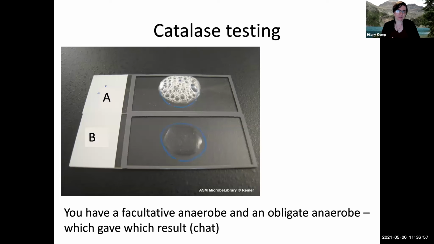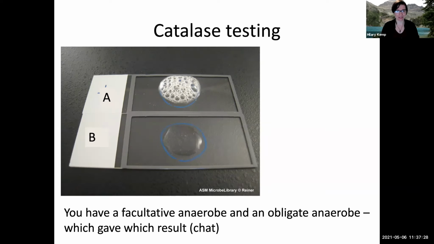In the lab meeting, I talk about catalase testing. I just want to remind you what a positive and negative catalase test looks like. But let's have a little analysis here. You have a facultative anaerobe and an obligate anaerobe, which gave each result? Let me see if I can make this more clear. I feel like my wording was super confusing. Sorry about that. Okay, there are two species, A and B.